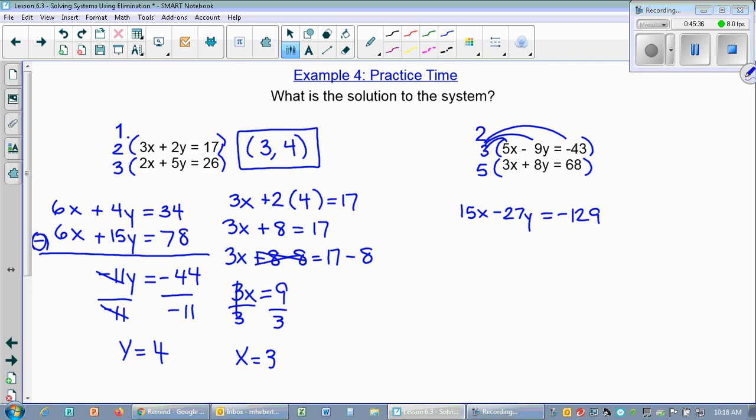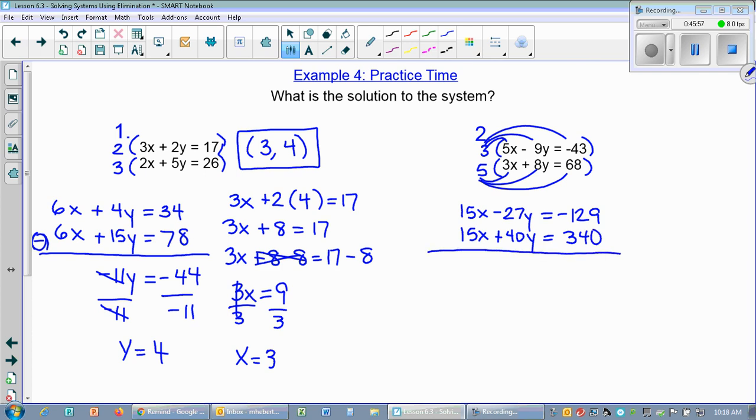I will now multiply everything on the bottom by a positive 5. So 5 times 3x is 15x. 5 times 8 is a positive 40y. And then 5 times 68 is equal to 340.